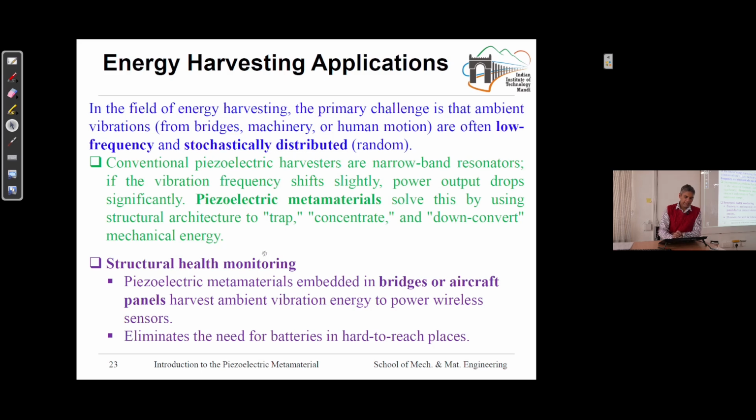Now, structural health monitoring. Piezoelectric metamaterials embedded in bridges or aircraft panels harvest ambient vibration energy to power wireless sensors. As you know, nowadays there is the smart city concept. A typical smart city will have millions of sensors. Powering the sensors is a challenge, because though they do not need so much energy for operation, they are many in number. That problem can be solved with the help of piezoelectric metamaterials.